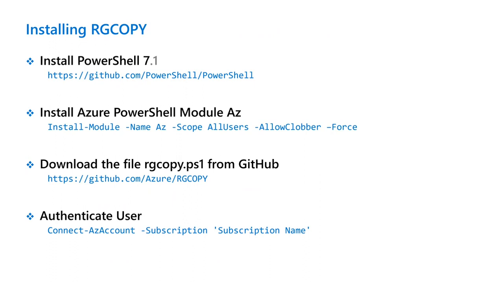RGCOPY works fine with Azure user accounts, service principals, and even with managed system identities. You can even use different Azure accounts for the source resource group and the target resource group. In this case, you must run Connect-AzAccount 2 times before starting RGCOPY, one for each user account. Let's go back to our demo.